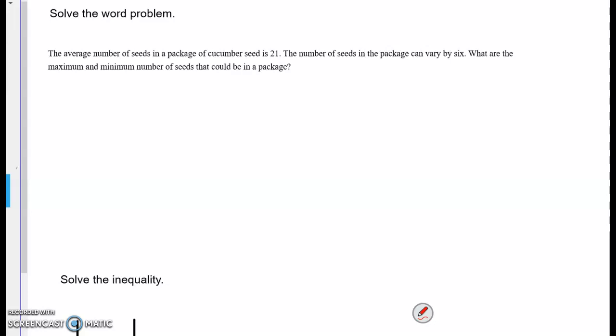The average number of seeds in a package of cucumber seeds is 21. The number of seeds in the package can vary by 6, which basically means I've got to come within 6 of 21. In the back of my mind, I should already be able to come up with that answer. I need to either be within 6 below 21 or no more than 6 above 21. So whenever we do this, it's an absolute value, and it's x minus whatever number I'm trying to achieve, which in this case is 21. And it's always less than or equal to the wiggle room I have, or the variance I have of 6.